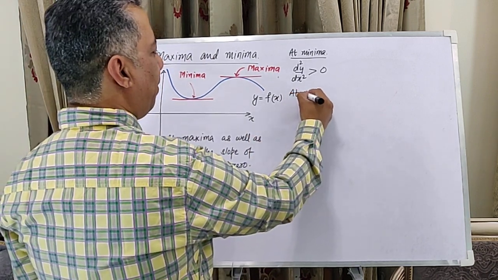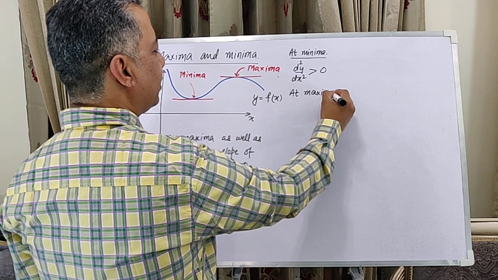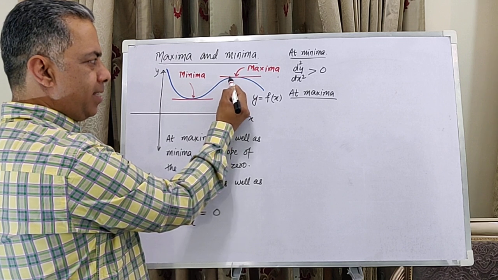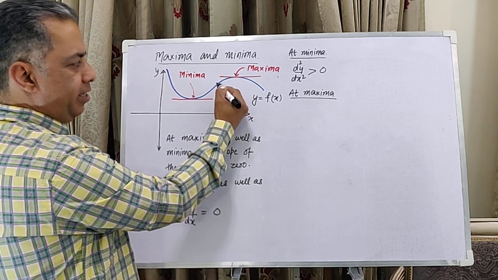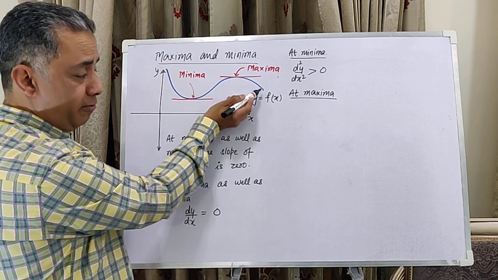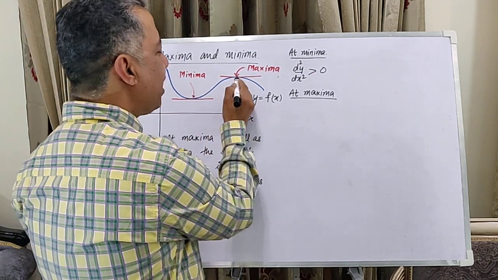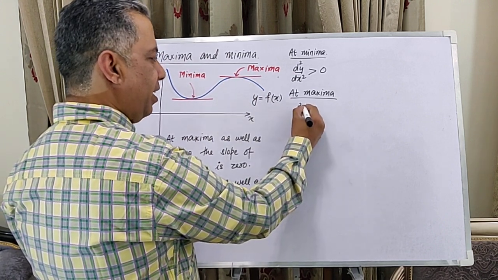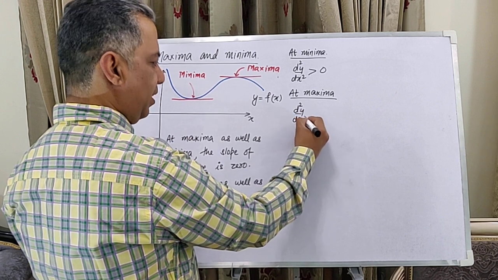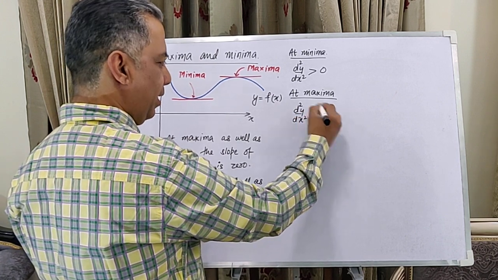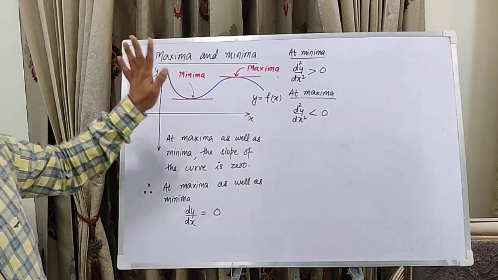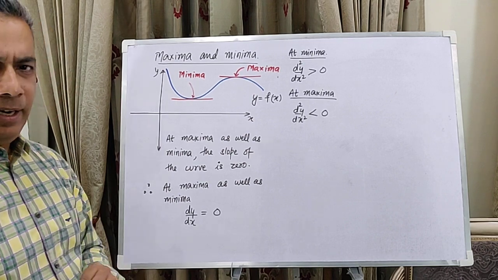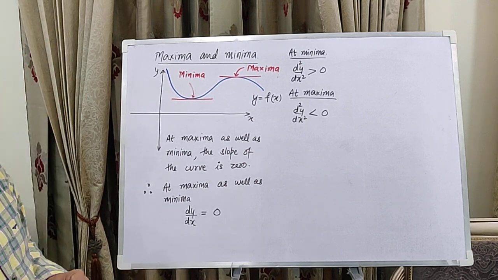At maxima, again it is easy to notice, as you get close to the maxima, the slope of the graph is decreasing and eventually it becomes 0, and then it even becomes negative. So at maxima the slope decreases, therefore the derivative of the derivative, that's the double derivative, is going to be negative. This is how we recognize maximas and minimas in simple functions.